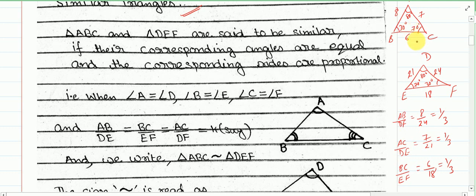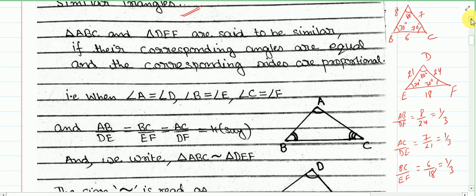Why similar? Because corresponding angles are equal, like 30, 30, 70, 70, 80, 80, and corresponding sides are proportional. Like corresponding sides, you can see the ratio coming the same. Yes, 1 by 3, 1 by 3, 1 by 3. So that's why we say they are proportional. Okay, so in that case we will say that these two triangles are similar.